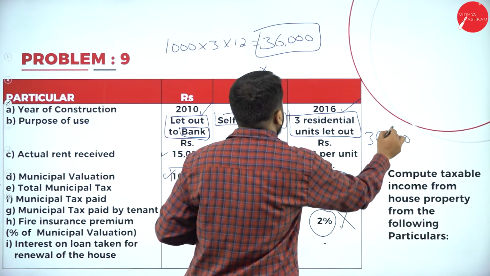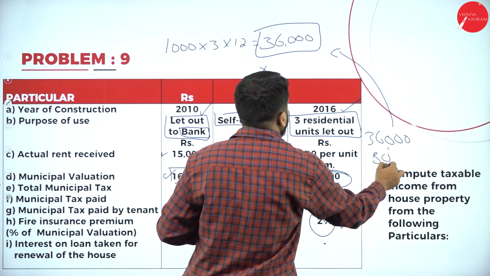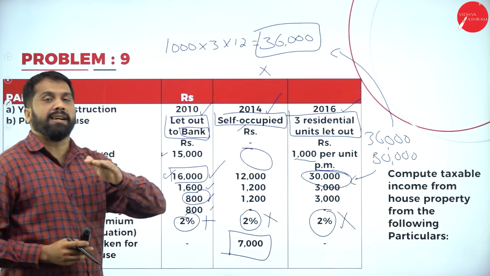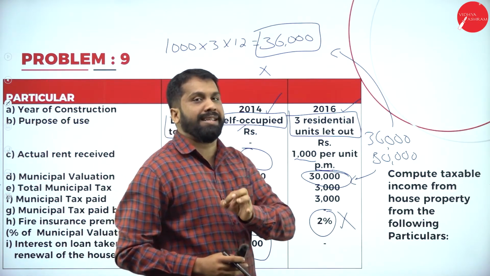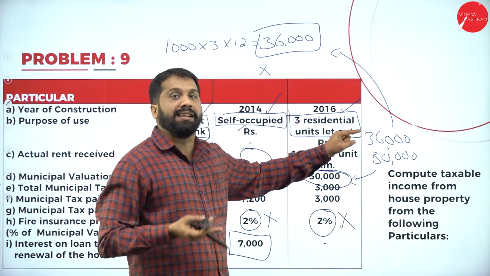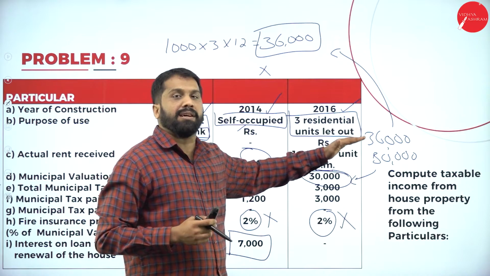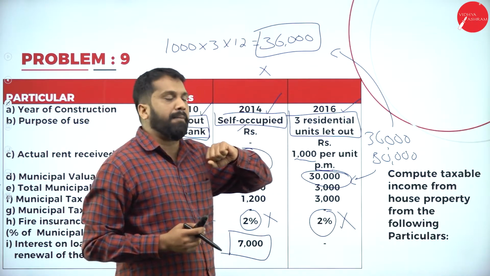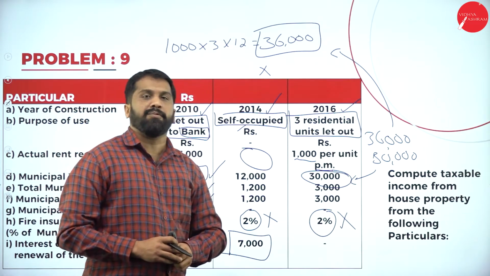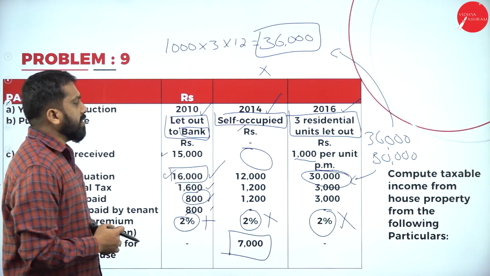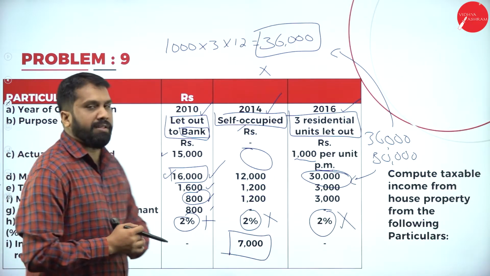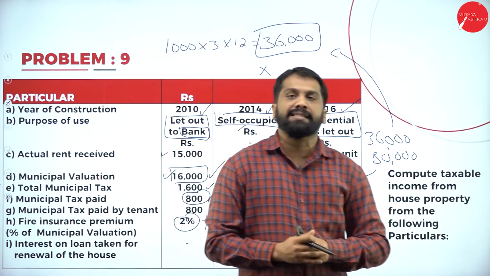We got 36,000, but the municipal valuation is 30,000. 36,000 is your calculation. Municipal valuation is given in the question. Now, 36,000 or 30,000, whichever is greater. As per this, 36,000 is greater. Hope you understood. We should consider 36,000 as the higher value.